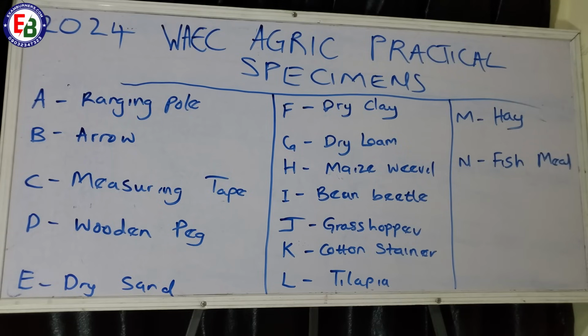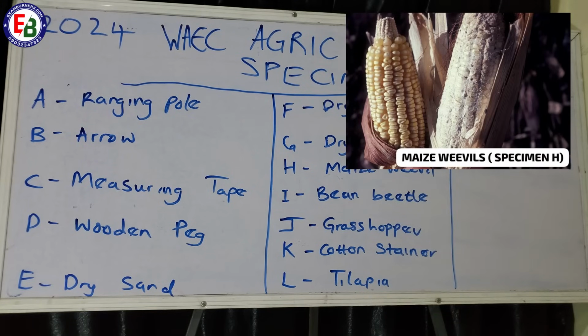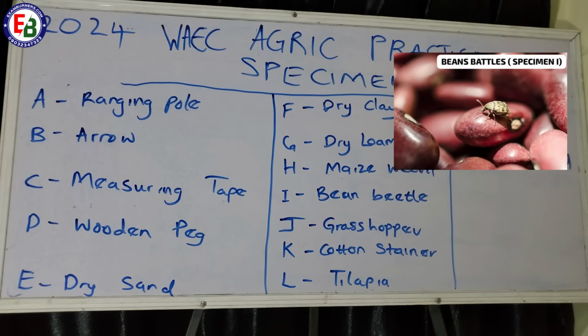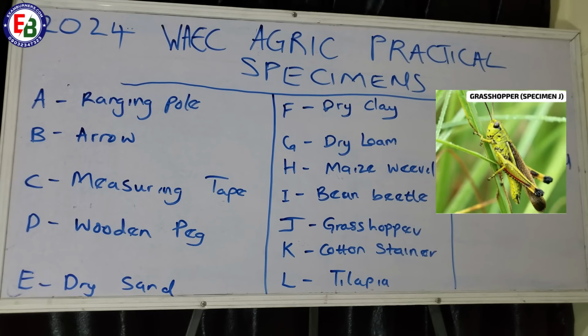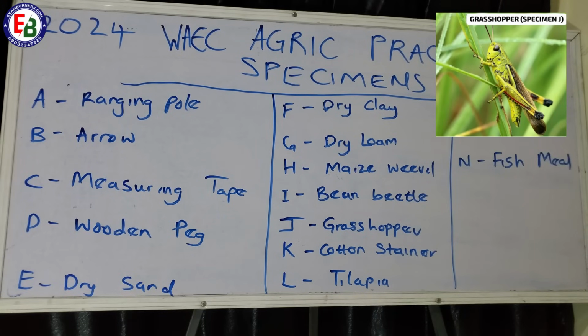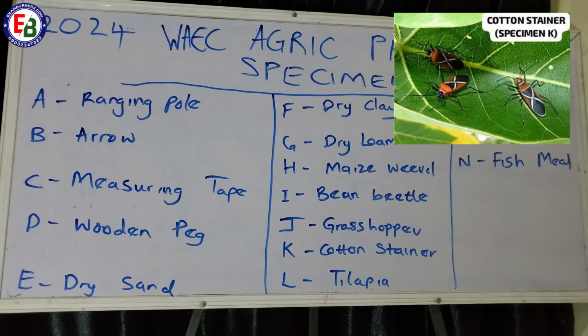Questions they can ask under specimen HIJKL: number 1 is identify the specimens. After identification, specimen H is maize weevil, specimen I is bean beetle, specimen J is grasshopper, specimen K is cotton stainer. They can ask you to state the economic importance of each of these specimens. You should know that all of them have similar economic importance, except for cotton stainer, which is not a food pest, but it has a similar economic importance with all the other ones.